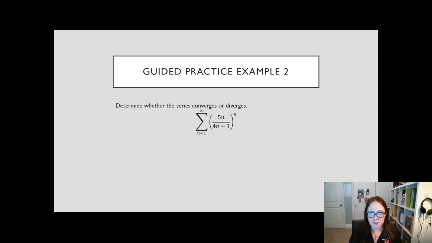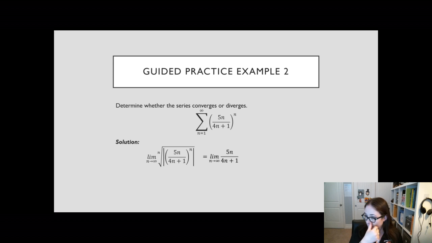I have this kind of complicated term in parentheses, and then everything is raised to the nth power, which just increases the complexity of this series. But doing the root test is going to allow me to get rid of that exponent and deal with something much simpler. So I'm going to set up that limit, the nth root of that nth term. And so the root and the exponent cancel out, and I end up with just 5n over 4n plus 1. And the absolute value even goes away because everything's positive here.